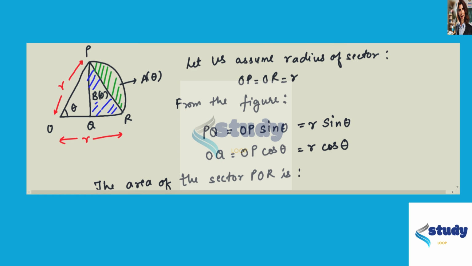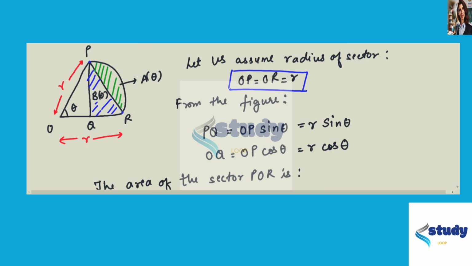So we know the steps, right? What we have to do. Let us assume the radius of the sector is OR, or you can say OP. So is it the same? Yes, because this is a point of this sector. So we can say OP is equal to OR is equal to R, that is the radius of the circle.